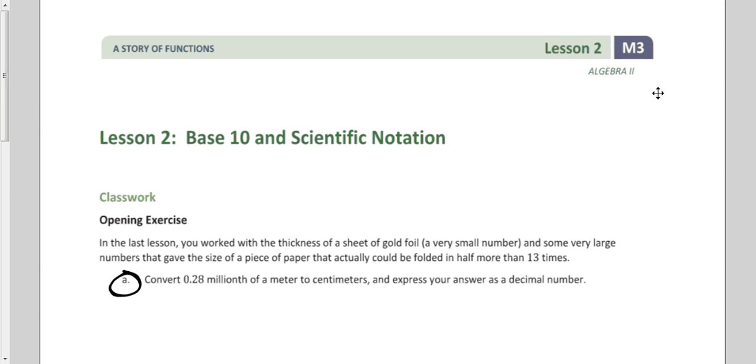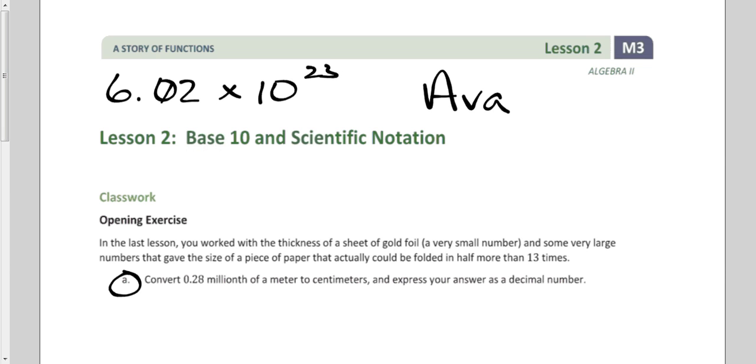The mole. What is the mole? 6.02 times 10 to the 23rd. And this is called Avogadro's number.